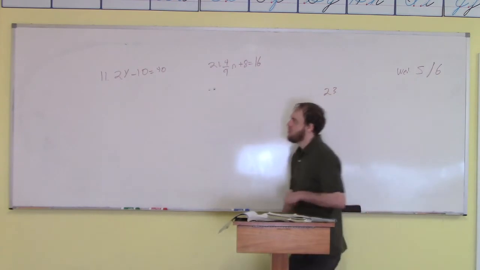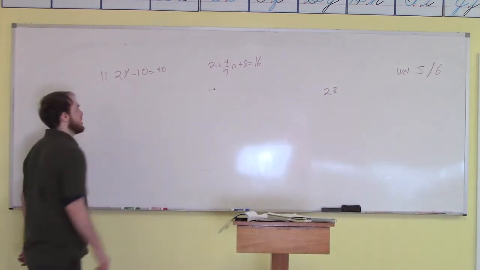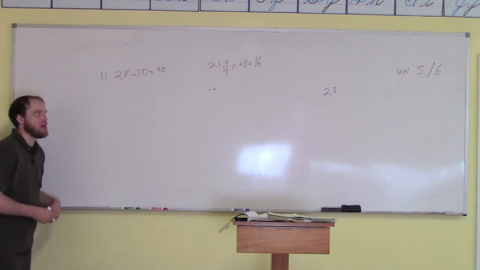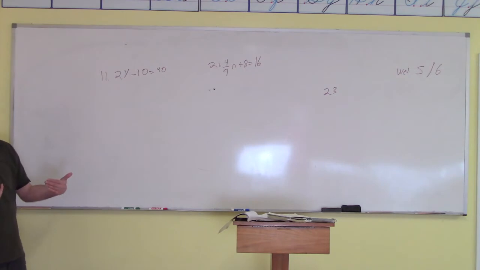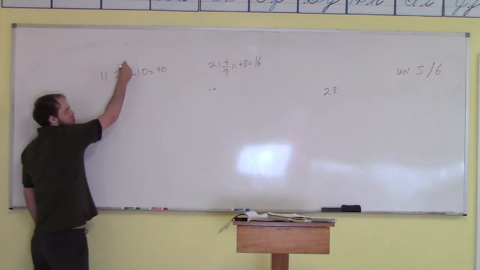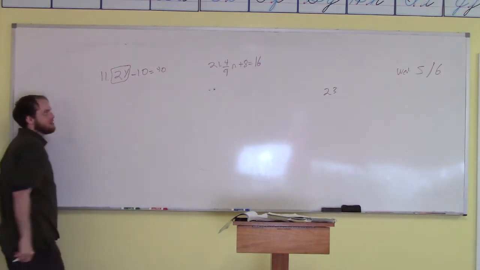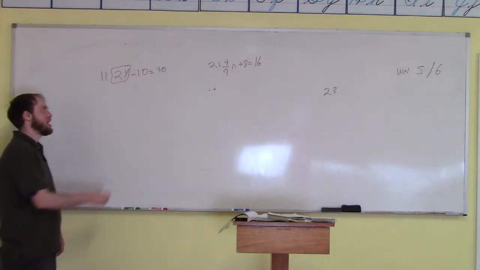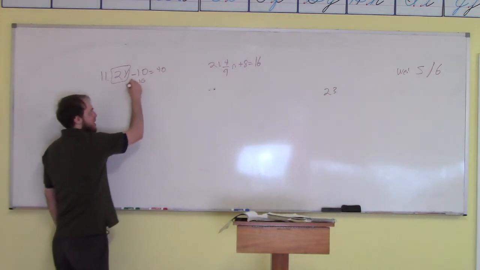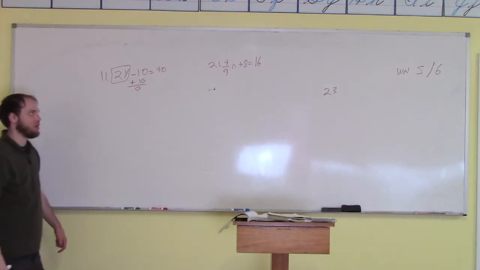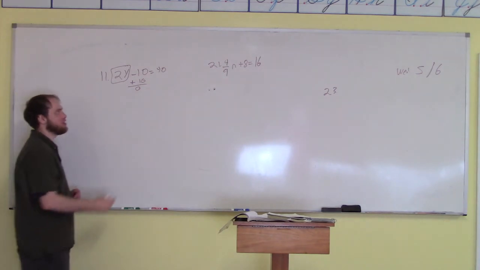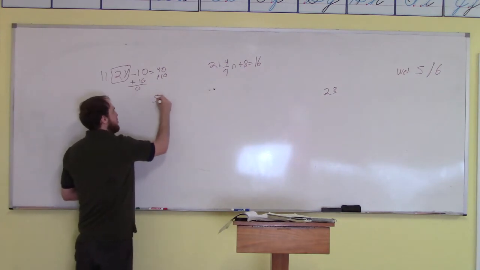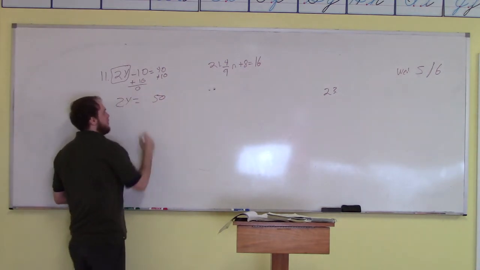Number 11 is just our basic one. We have 2y minus 10 equals 40. To solve these, you have to isolate the variable on the left, and whatever you do to the left, you must also do to the right. I want to get this 2y by itself. So I have to get rid of this minus 10, which means I have to do the opposite. To get rid of the minus 10, I have to add 10. Notice minus 10 plus 10 goes to 0. That should always happen. If I do that to the left, I must do that to the right, so I add 10 to the right as well, and that gives me 50. So now I have 2y equals 50.